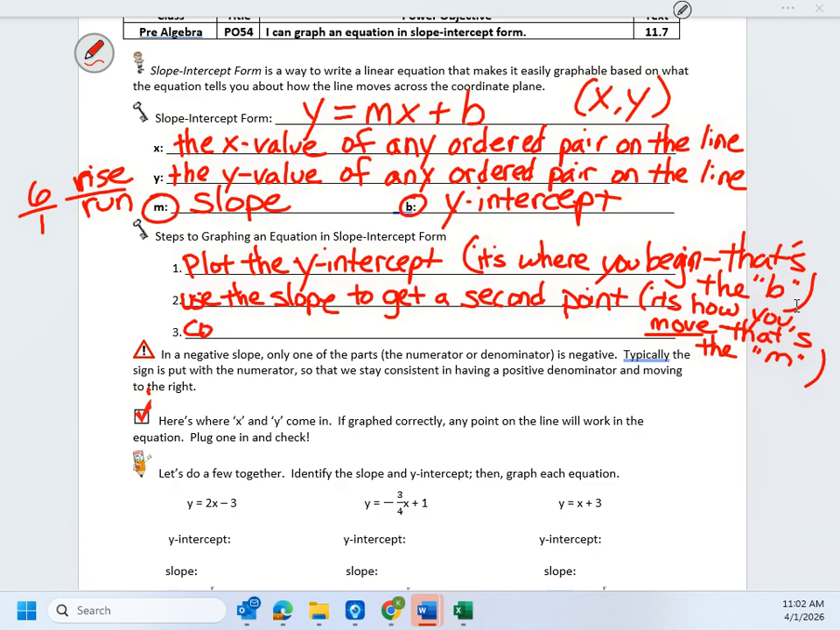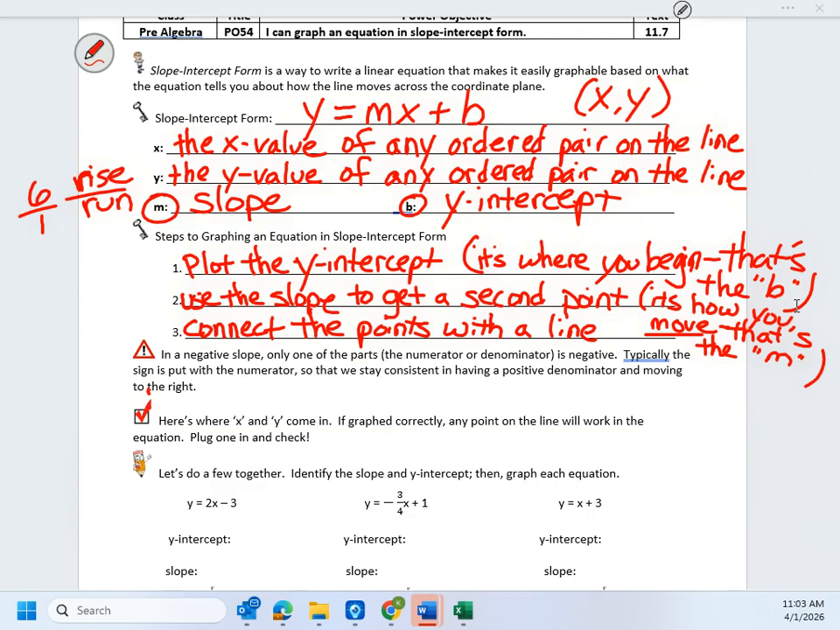3, we connect the points with a line. So first you plot the y-intercept, the beginning, the B. Then you use that slope, the M, to move to a second point. And then the third step is you draw your line. We're going to see what all that means, how to use that.